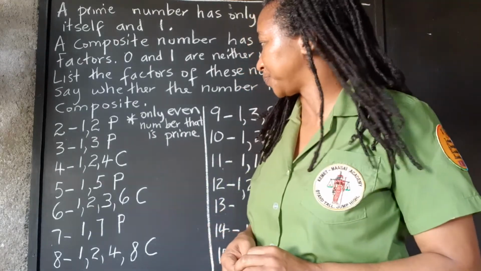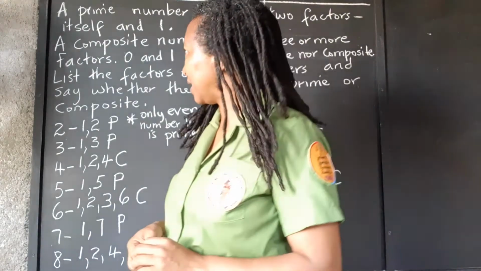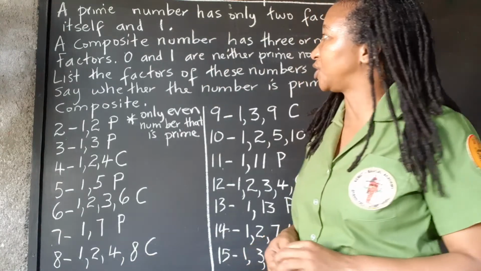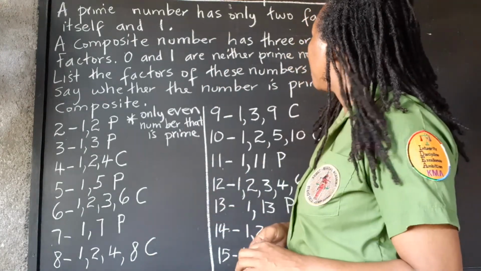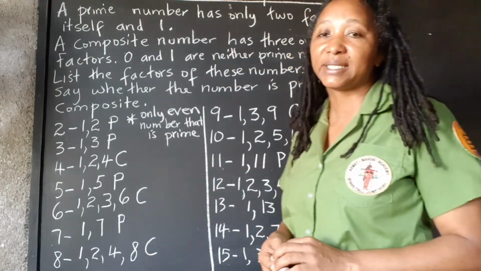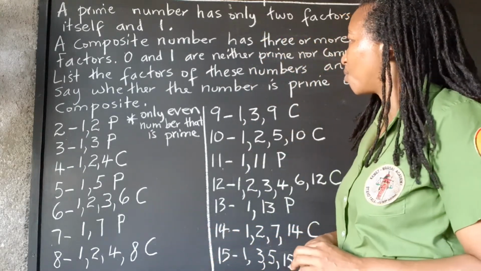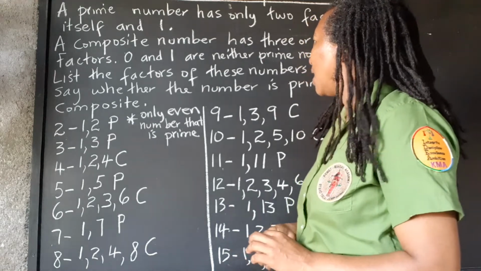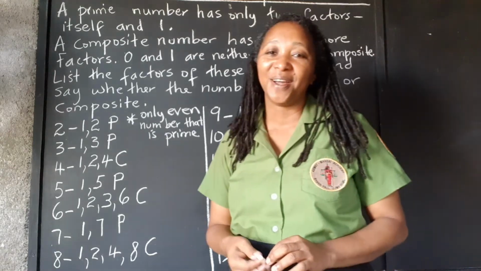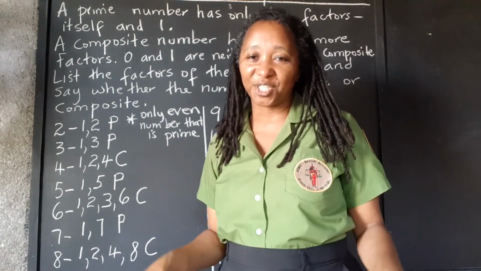Alright, so that's it for prime and composite numbers. Just to recap, a prime number has only 2 factors, itself and 1. A composite number has 3 or more factors. 0 and 1 are neither prime nor composite. They are special numbers.